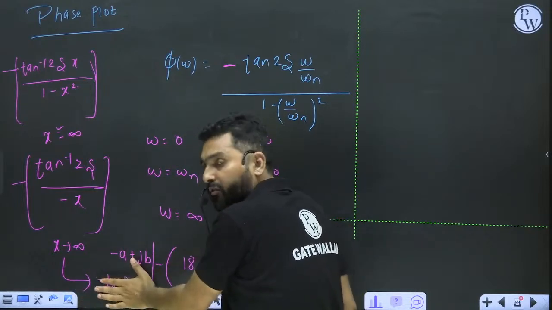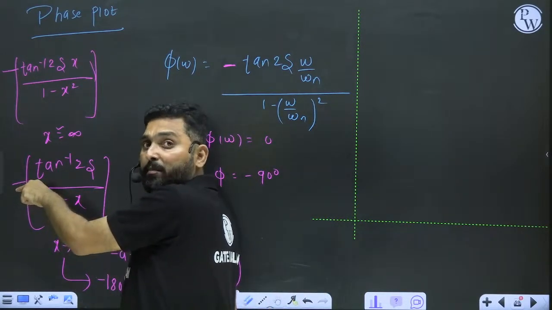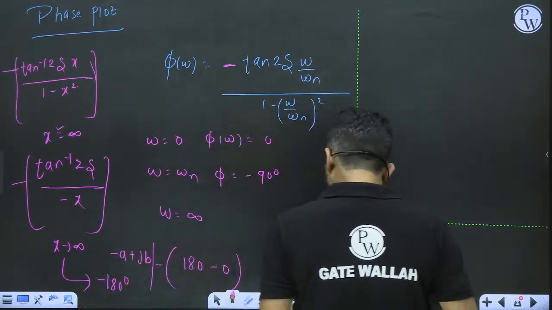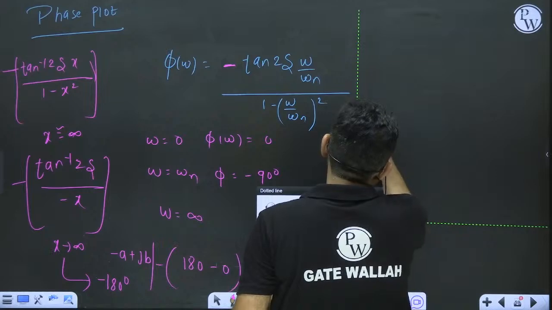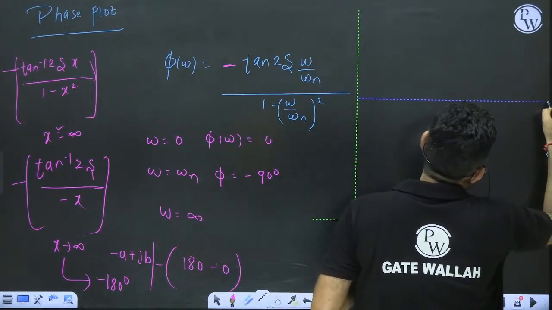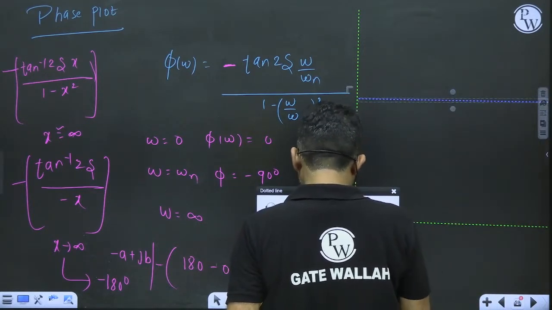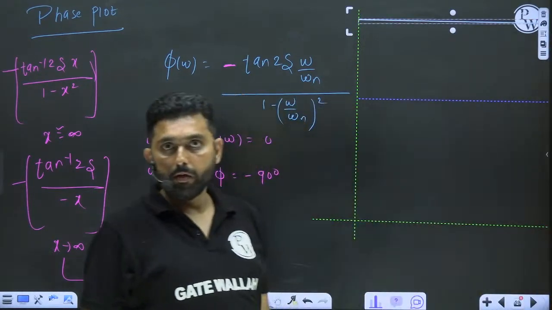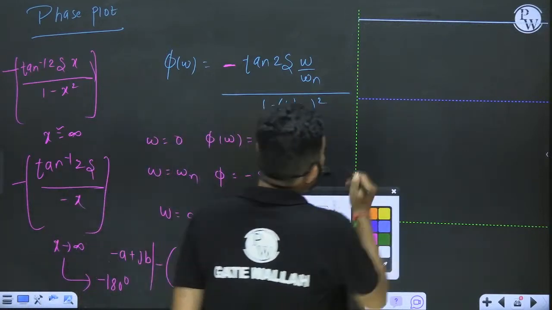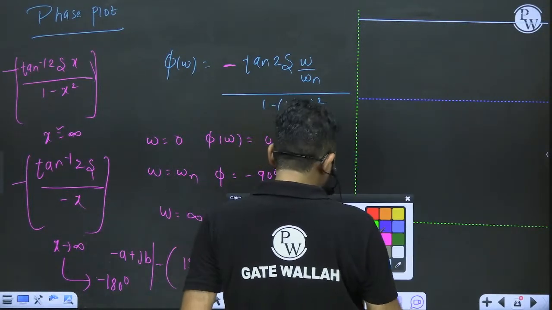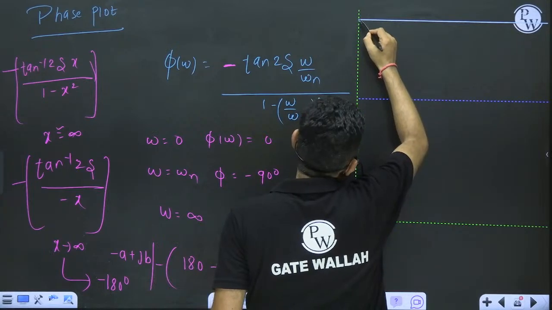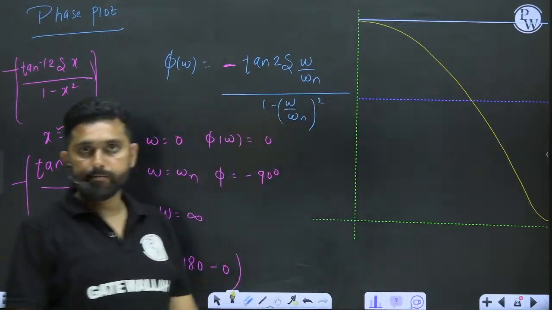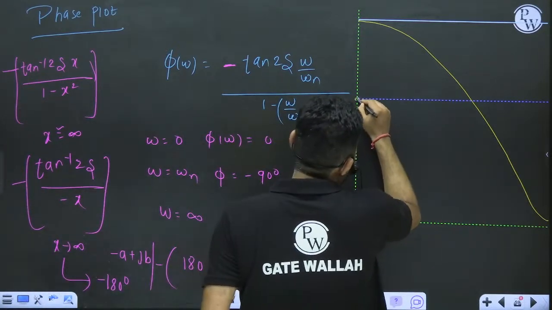So you will get a net angle of 180 degree. But outside there is a minus sign. So this means that you will get a net angle of minus 180 degree. Okay, fine. So this means that, as omega goes to infinity, the angle will become minus 180 degree, starting from 0, and it will touch minus 90 degree.